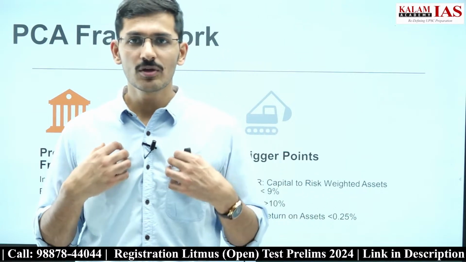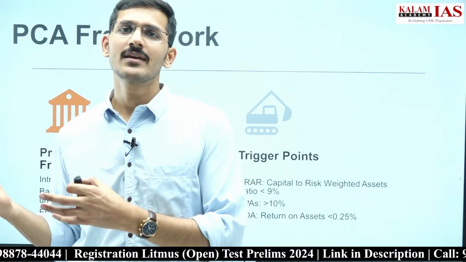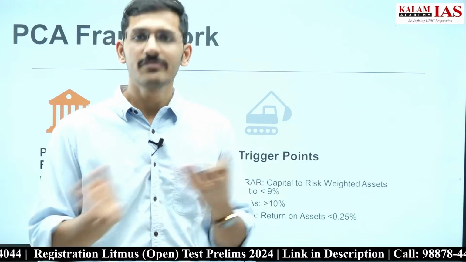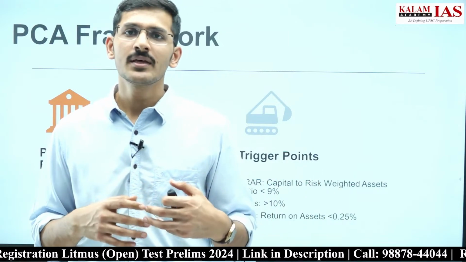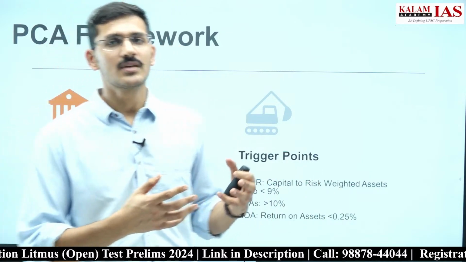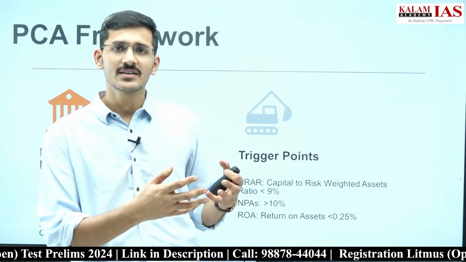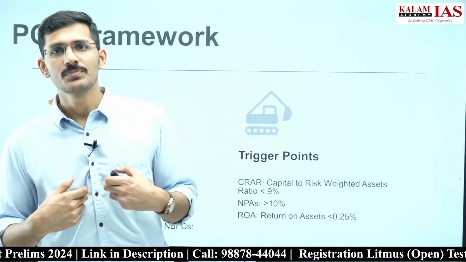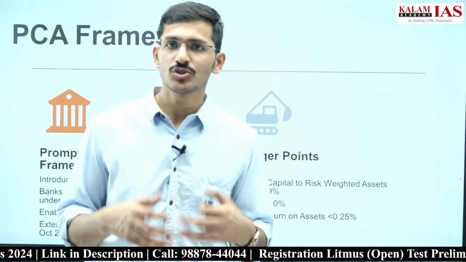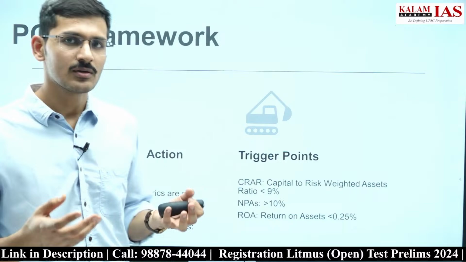So I have only 10 rupees of my own, and I take 40 rupees from the people and I lend 50 rupees in the market. So that way my capital to risk weighted asset ratio, the money that I have lent to the people, that is 50 rupees, is risk weighted asset, and my own capital is 10 rupees. So capital to risk weighted asset ratio is 20%. So it is still a good bank.